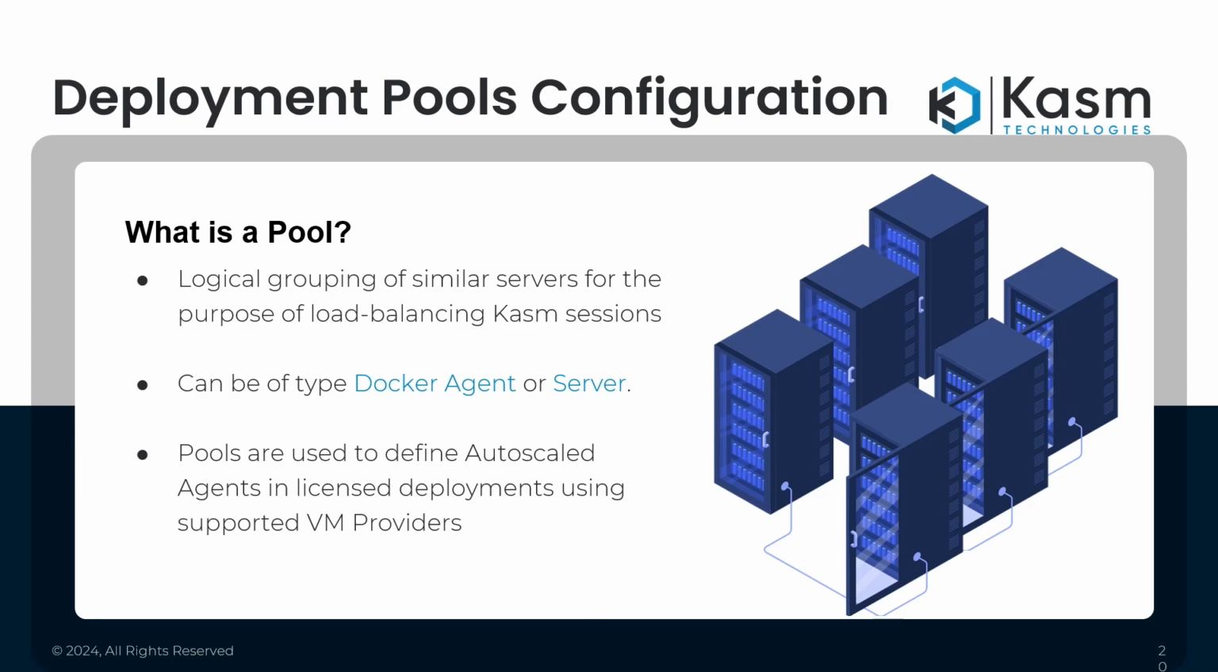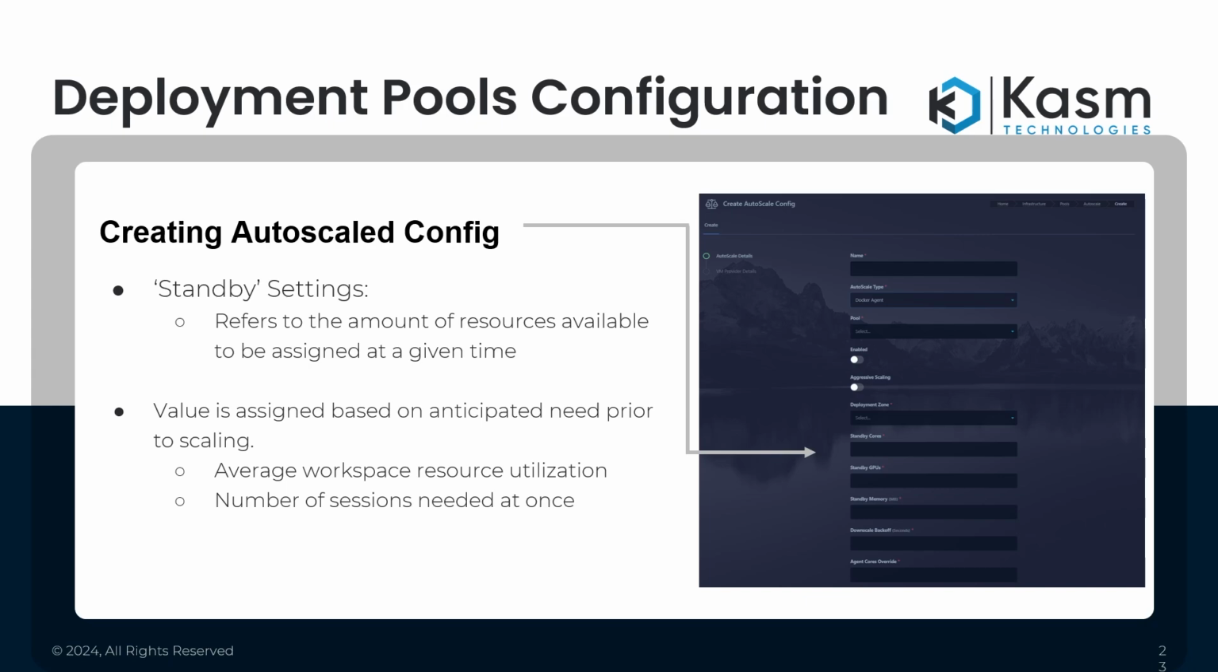There are two types of pools that Kasm supports: Docker agents and servers. The difference between them is that a Docker agent pool is a grouping of individual Docker agents. On the other hand, a server pool refers to a group of servers that the users connect to directly. Once you create a pool, you can add an auto-scaling config to your pool. There are different settings that can be configured here. Let's understand what they are and how to configure them.